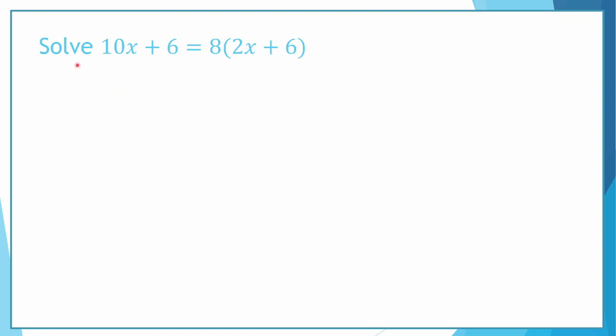So last example now, we've got solve 10x plus 6 is equal to 8 times 2x plus 6. So we're pretty much going to solve this the same way we did with our previous example. All that's really different here is that we've got this bracket on the right side. But the only thing we have to change is that we start off by multiplying out the bracket. So that's the first thing we do.